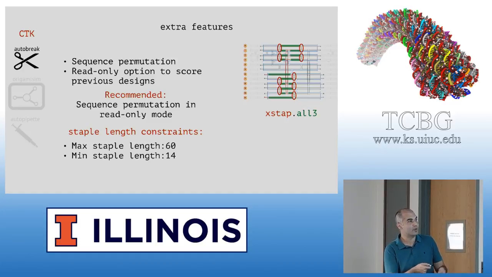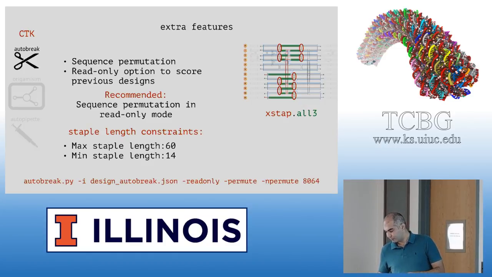You can optimize in a different way instead of the free energy score that I showed. But it's what I think works best. Again, we verified this tool with many different structures, and it works really well. And that's probably the way that you would use it. Let's say you have a design from one of the presentations. You just feed it into the program, and then you say read only, and you say permute, and how many times you want to permute.